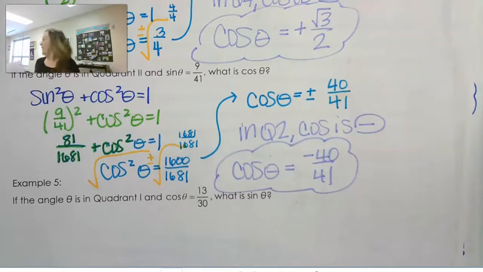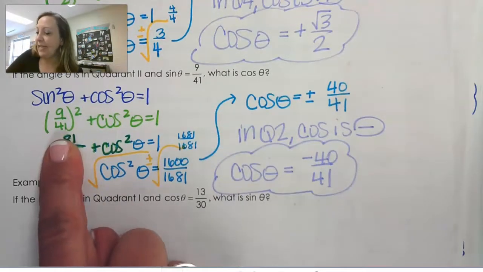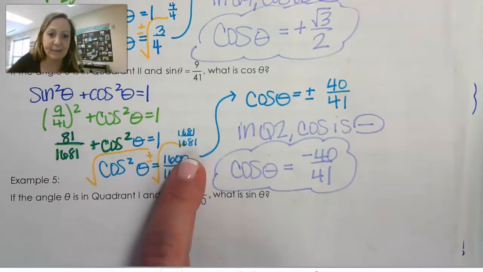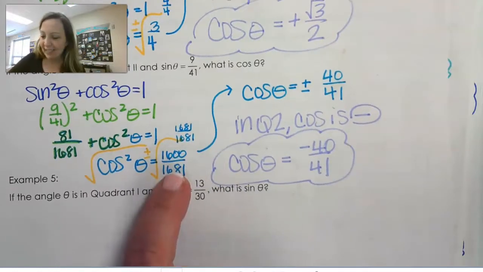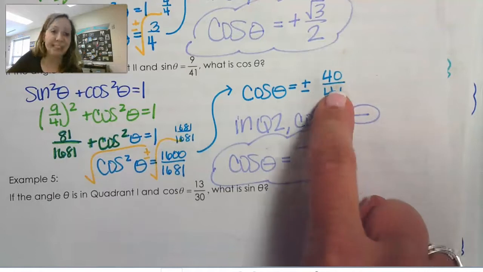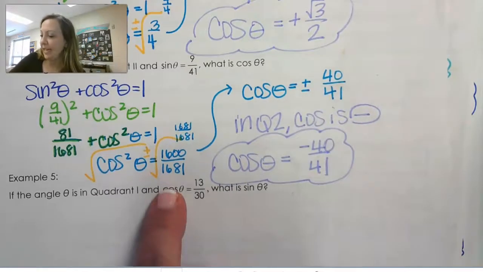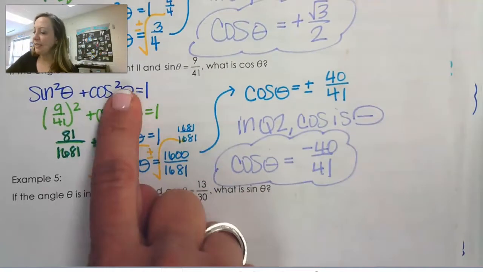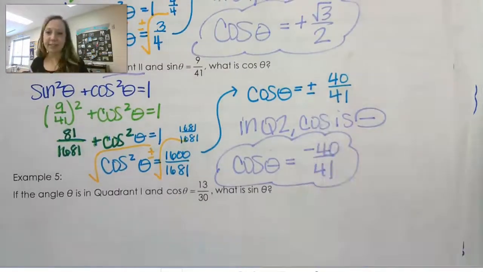Here's what I had. I put 9/41 in for the sine of theta, and I was able to find a common denominator of 1681. And even though that was kind of a big number, I tried to take the square root and it worked. I took the square root of 1600 to be 40, and the square root of 1681 ends up being 41, so that was nice. And then since I'm dealing with quadrant 2, cosine is negative, so my answer is negative 40 over 41.